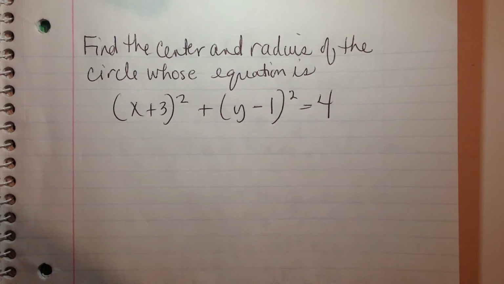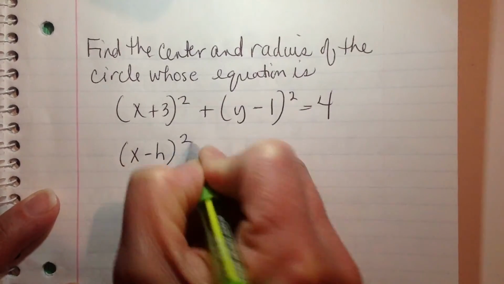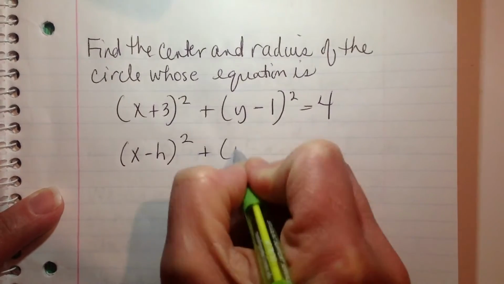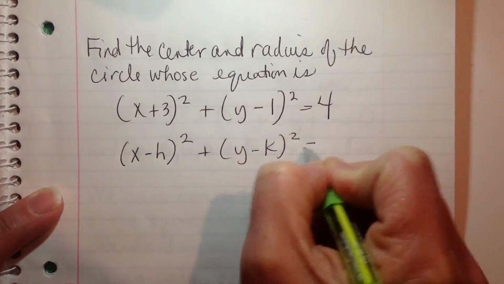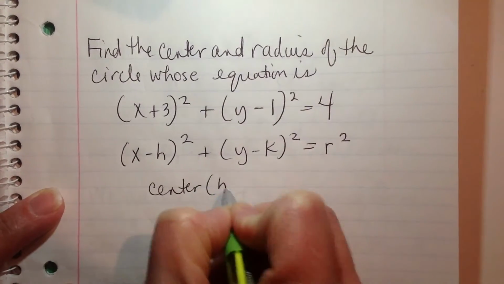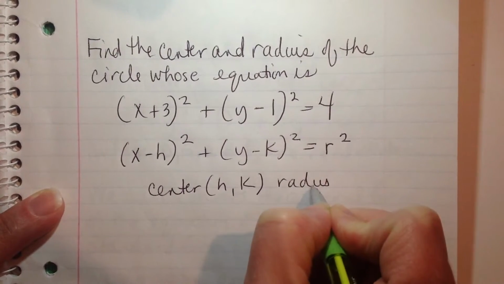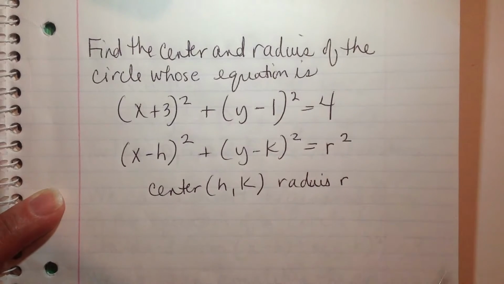Find the center and the radius of the circle whose equation is (x + 3)² + (y − 1)² = 4. Remember that the standard form of an equation is (x − h)² + (y − k)² = r². You have center (h, k) and radius r. Okay?